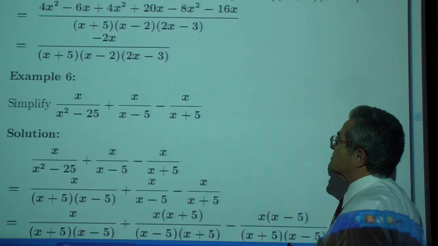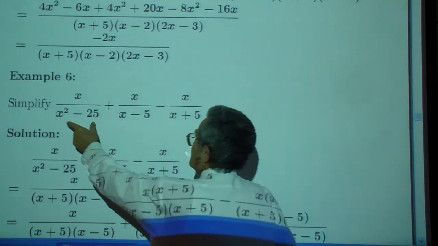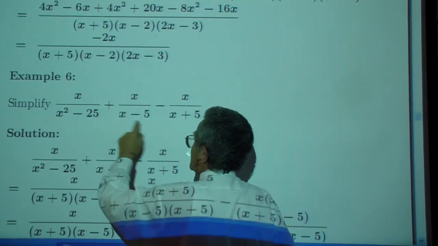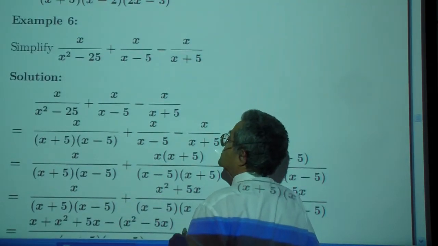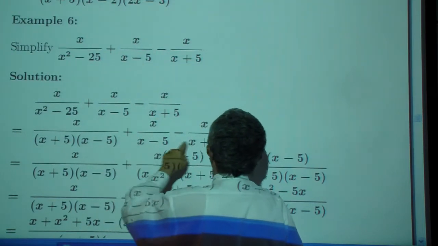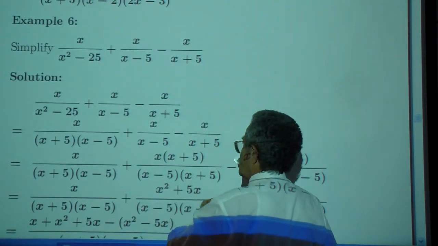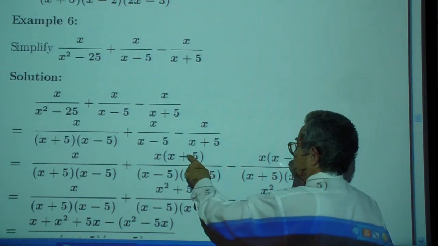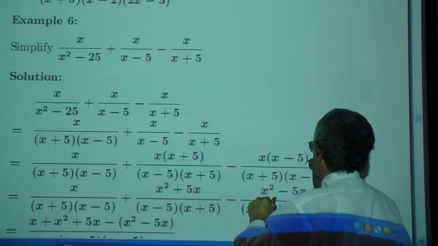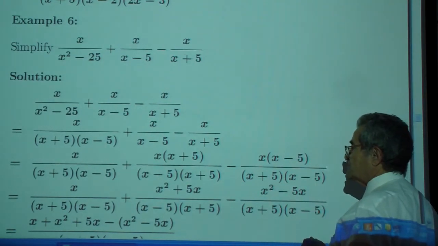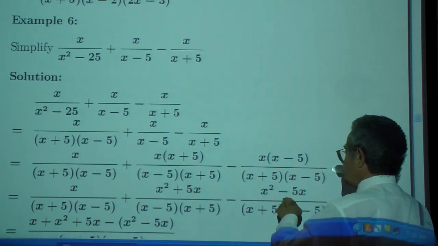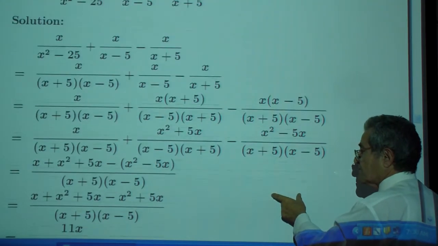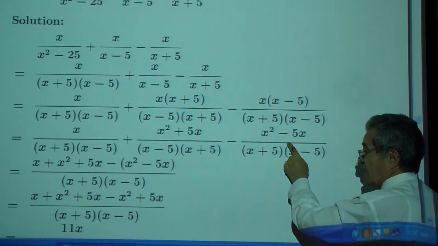In example 6, this is a difference of two squares. This can be factored as x plus 5 times x minus 5. So, okay, I reproduce that here. And I need to multiply this by x plus 5 over x plus 5, this by x minus 5 over x minus 5, distribute, and again subtract the entire numerator, which means I was careful here.